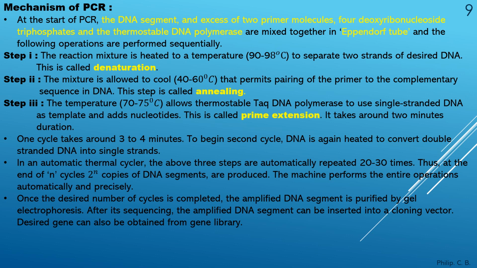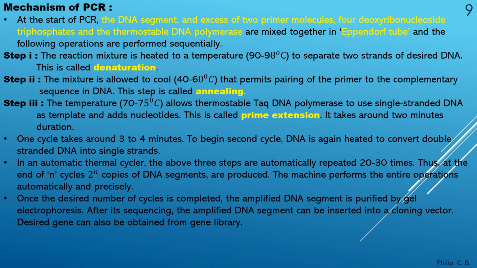Annealing. What is that? The mixture is allowed to cool to 40 to 60 degrees centigrade. That permits pairing of the primer to the complementary sequence in DNA. This step is called annealing. So what happens over here? After the first step of denaturation, in the second step, annealing, the mixture is allowed to cool again to a temperature of 40 to 60 degrees centigrade, which helps in pairing of the primer to the complementary sequence in DNA. Third step is what?